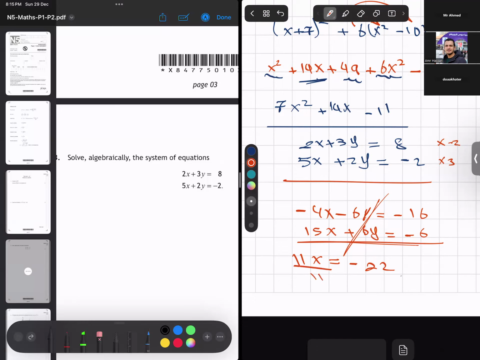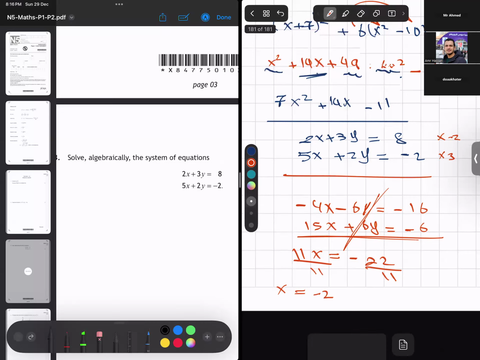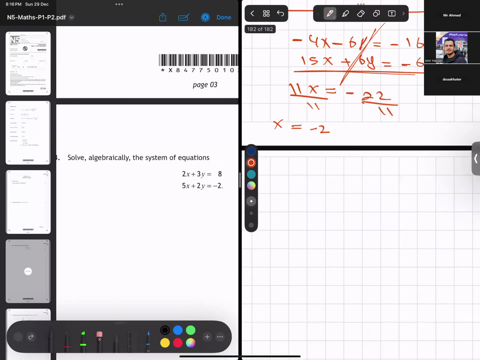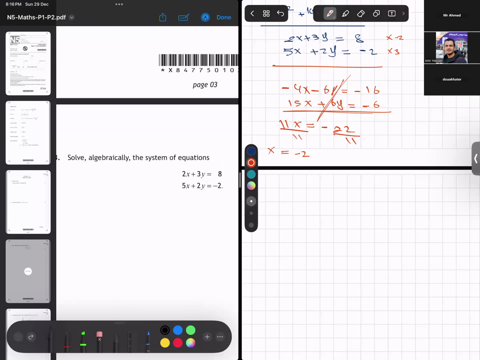Okay, divided by 11. So what is x equal to? -2. So you get what x stands for. Right now, I need to get what y stands for. Try to pick the easiest one. So 2 times -2 plus 3y equals 8. So pick the first one. 2 times -2 is -4 plus 3y equals 8.